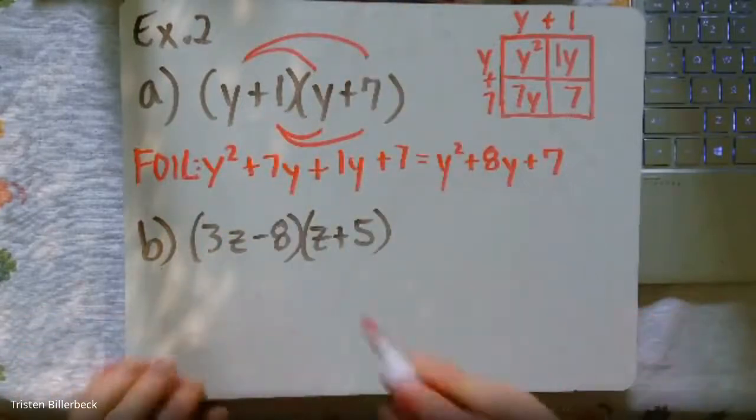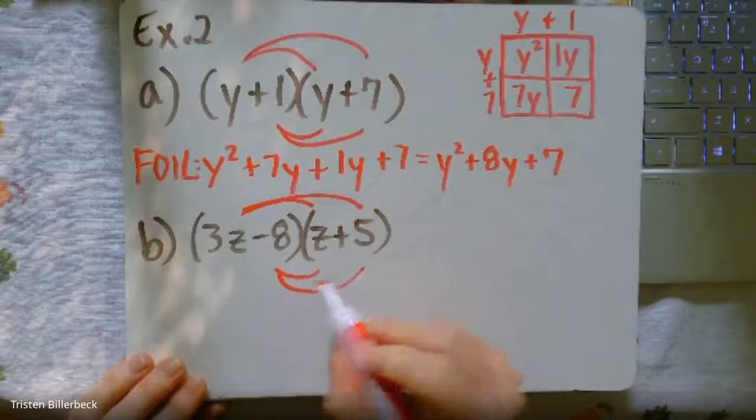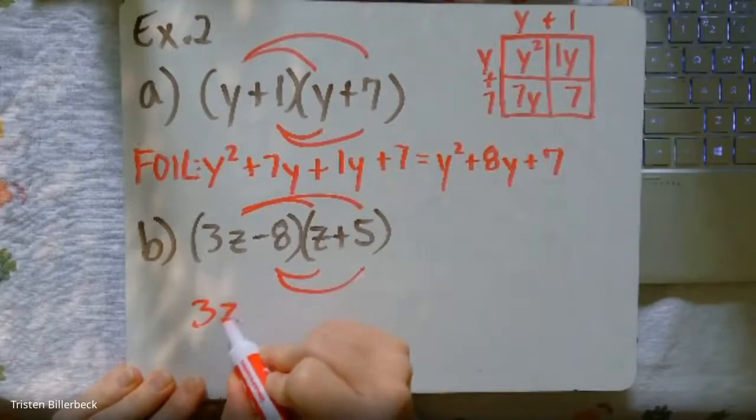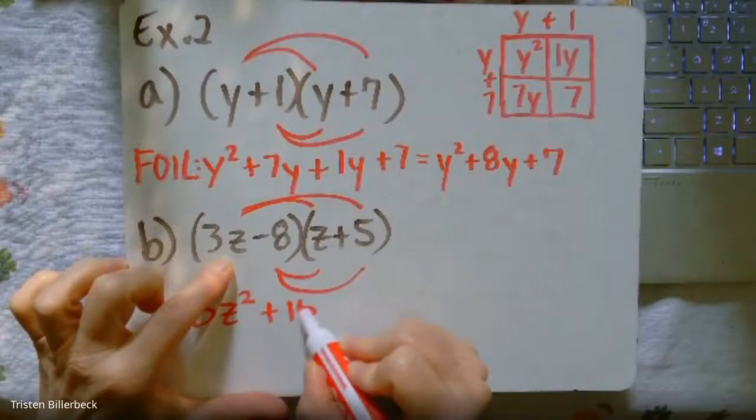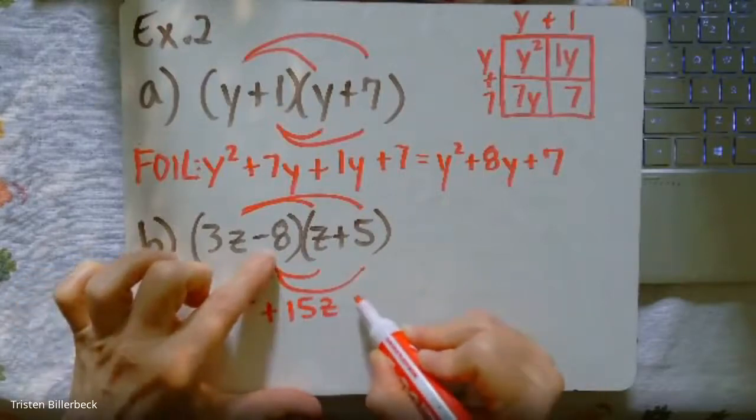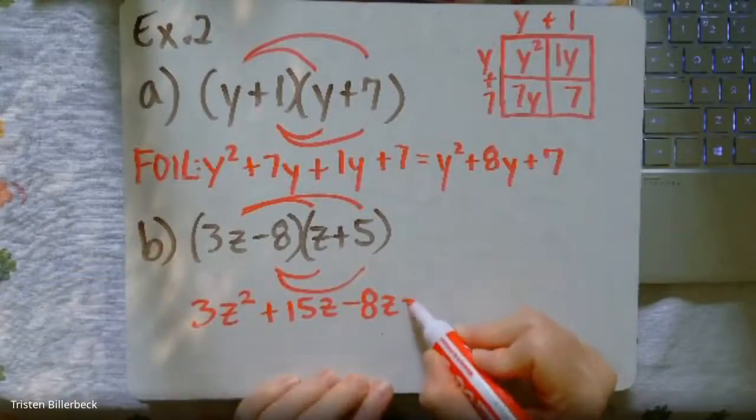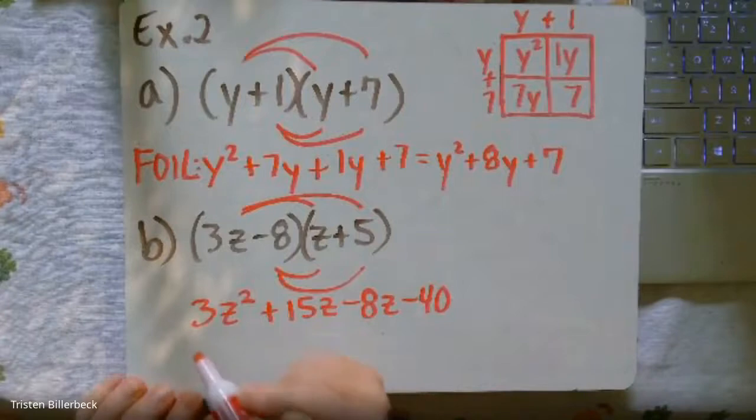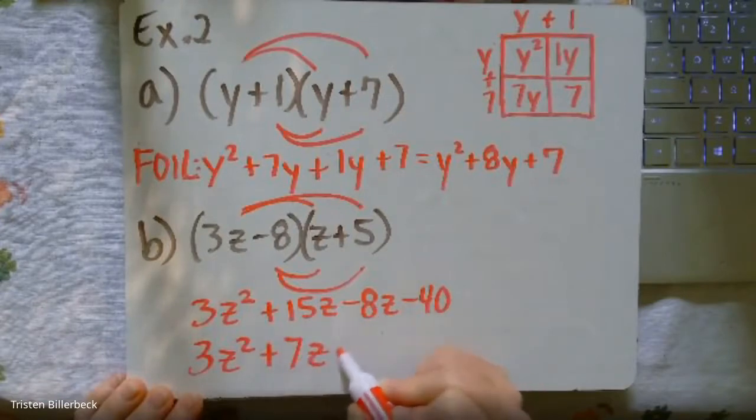All right, let's try this one. So when we do first, outer, inner, last, we have 3z times z is 3z squared. 3z times 5 is 15z. Negative 8 times z is minus 8z. And negative 8 times 5 is minus 40. So now we combine these two, which are alike, and we get 3z squared, and 15 minus 8 is 7z, minus 40.